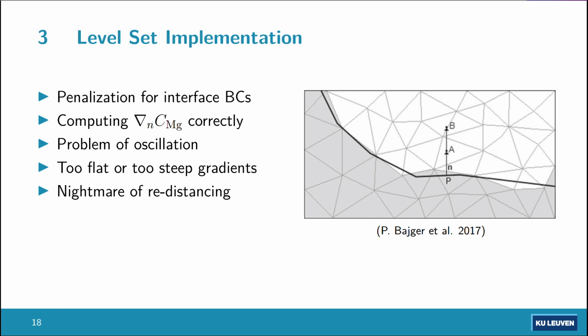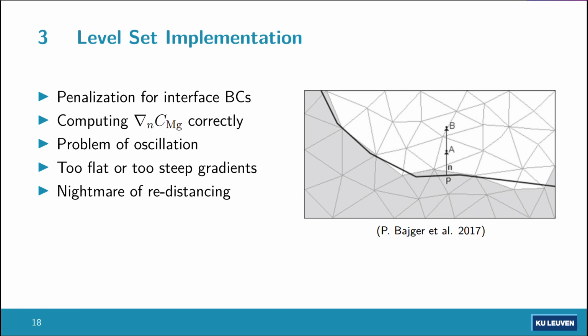To overcome this issue, we compute the gradients at a distance h from the interface as shown in the figure. And h is the size of the smallest element in our computational mesh. By doing this, we can overcome the issue of too big or too small gradients. But at the same time, it requires redistancing of the distance function, because when you advect the distance function, it will be distorted. So you need to redistance it.